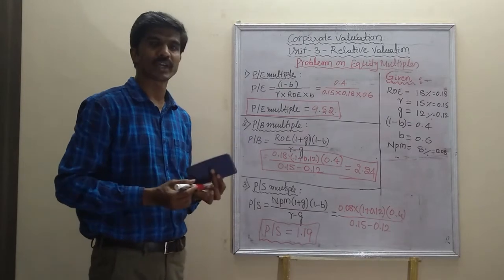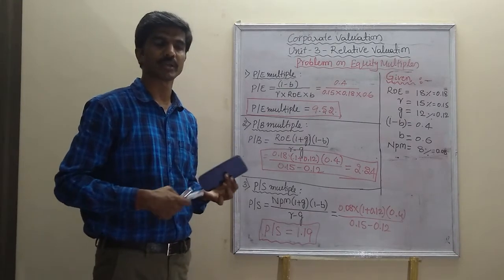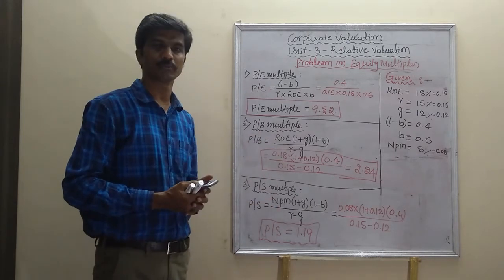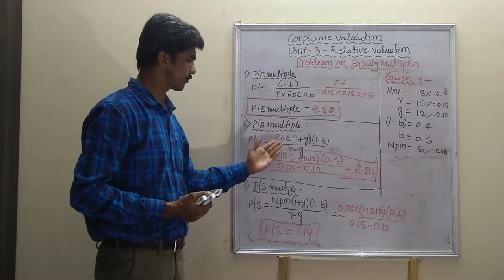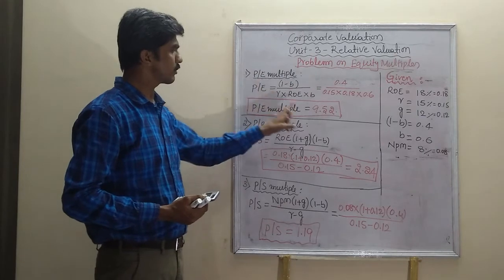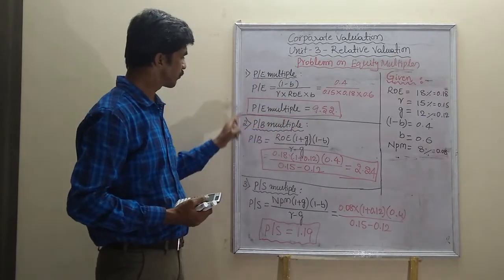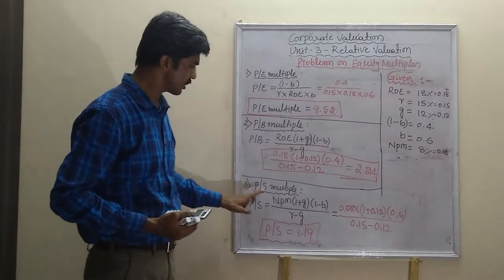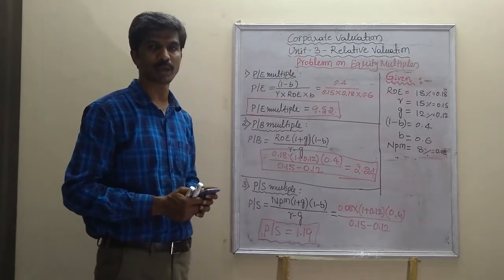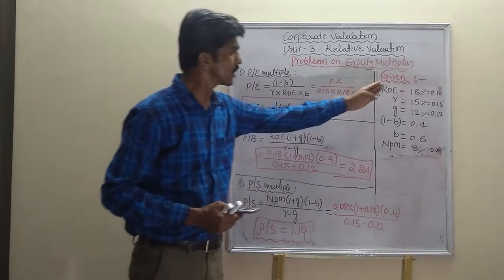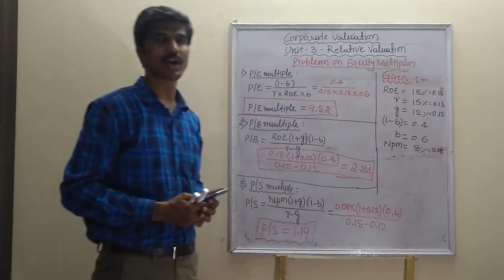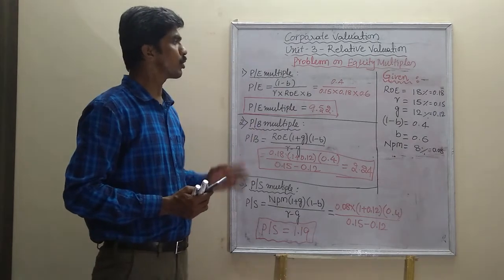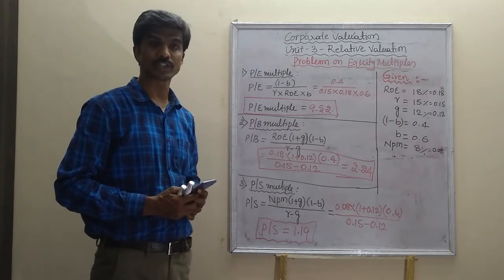So this is how we calculate equity multiple values using the equity valuation multiple formulas. The PE multiple value we got is 9.52, the PB multiple we got is 2.24, and the PS multiple we got is 1.19, using the given information in the given problem. So this is about equity multiple calculation.